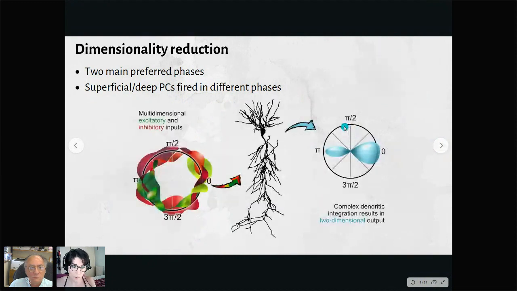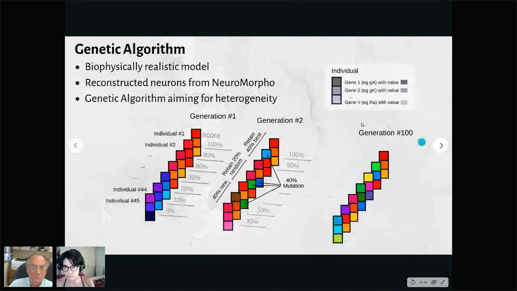Okay, so we have here a kind of cell-type specific dimensionality reduction performed by neurons, because they get a multidimensional excitatory and inhibitory input, and somehow they have a very low dimensional output. We think that heterogeneity at a cellular and microcircuit level plays a key role in understanding how the hippocampus operates, and that's why we decided to build a realistic model of the heterogeneous properties.